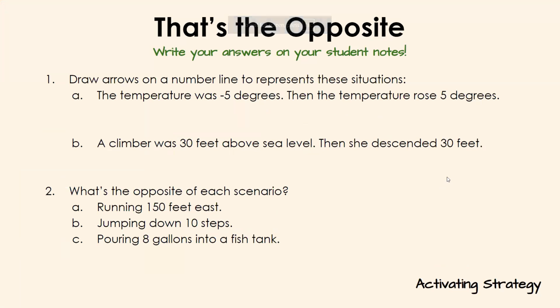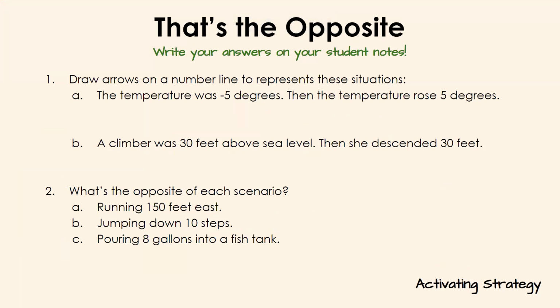That's the opposite. Write your answers on your student notes. Draw arrows on a number line to represent these situations. The temperature was -5 degrees. Then the temperature rose 5 degrees. A climber was 30 feet above sea level. Then she descended 30 feet.